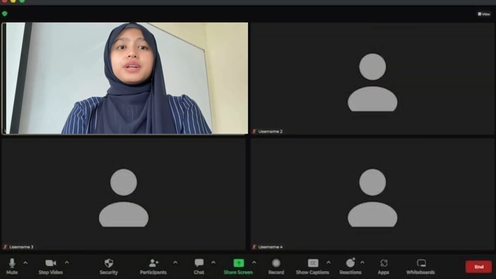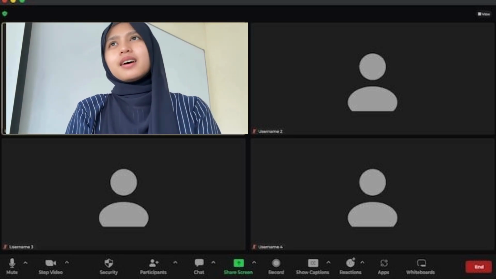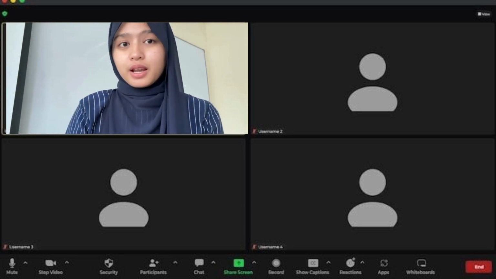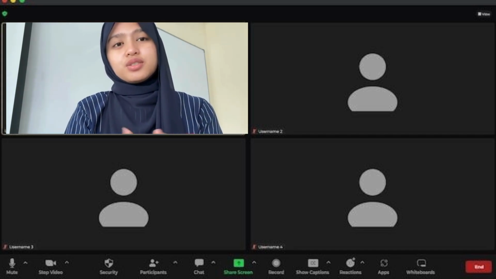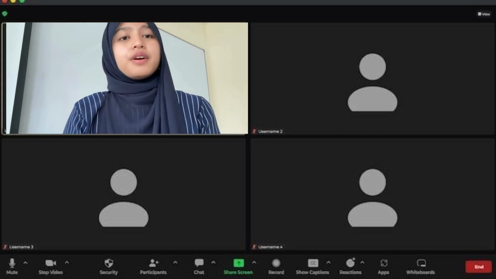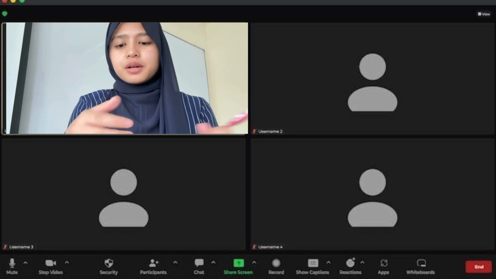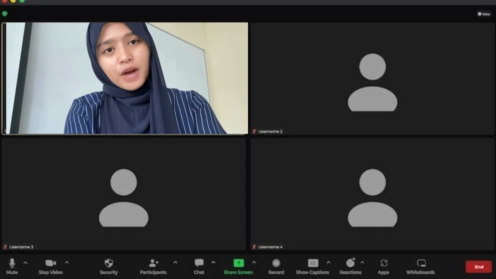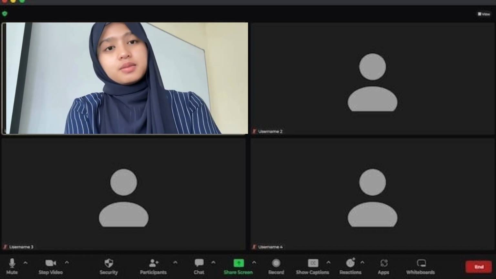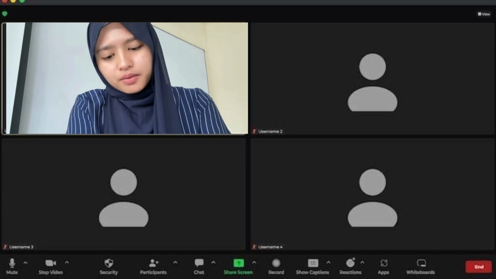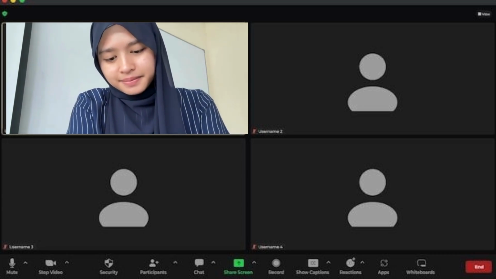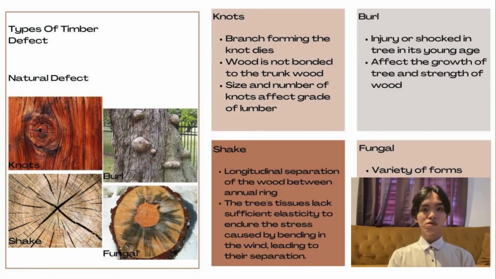And now, for your information, there are many types of timber defect. One of them is natural disaster, environmental causes, human or mechanical causes. So now, for Kai, can you tell us and explain what are the types of timber defect? Okay, Miss. I would love to explain the natural defects in timber.